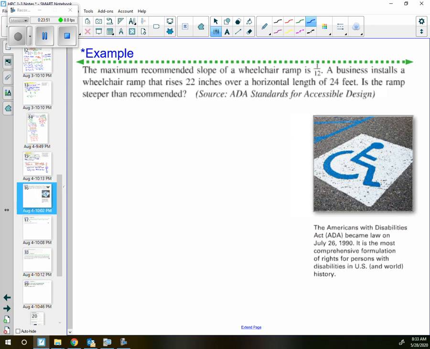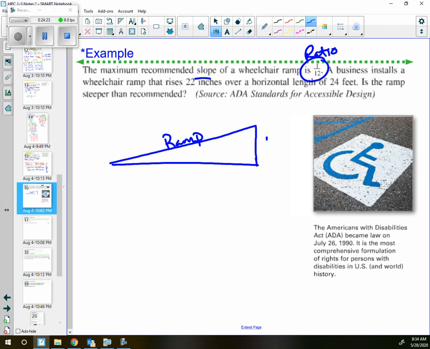So what they're saying is the recommended slope of a wheelchair ramp is 1 to 12. Okay, so what that means is it's a ratio because those units are the same. 1 to 12, you notice there's no units with that, so the units have divided out. So that means for every 1 foot it goes up, it's going over 12. Up 1, over 12. So that's the rate of that. Sometimes it's nice to draw this out so you can think about what that means. So if this is our ramp, that means for every 1 foot it goes up, it's going over 12. Or for every 1 inch it goes up, it's going over 12 inches, however you want to think about that.